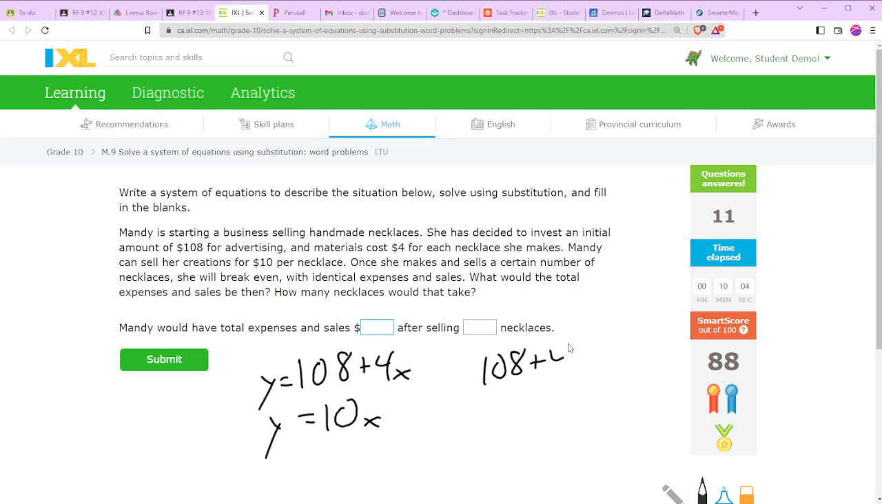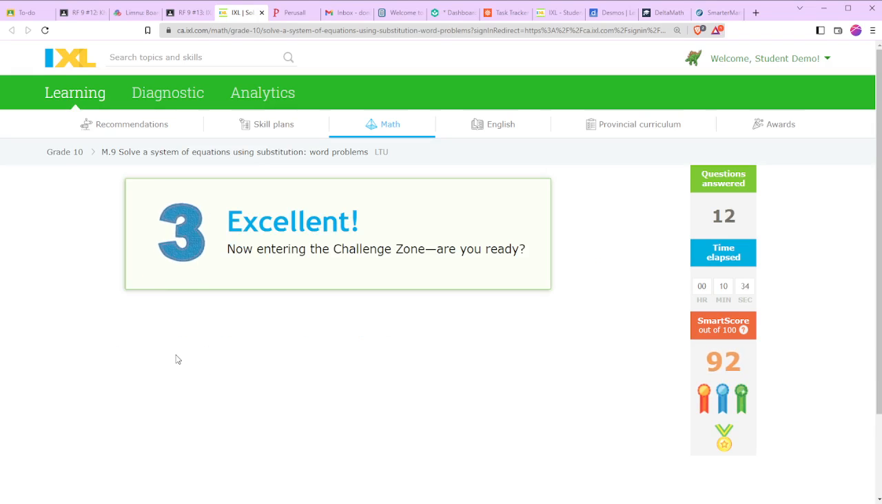That's when 108 plus 4x equals 10x, or 108 equals 6x. So that's 108 divided by 6, which is 18. So she'll have to sell 18 necklaces, and that's easiest to calculate with that 10x, that's 180. And yes, that's consistent. 4 times 18 is 72 plus 108. So that's 180 both ways.